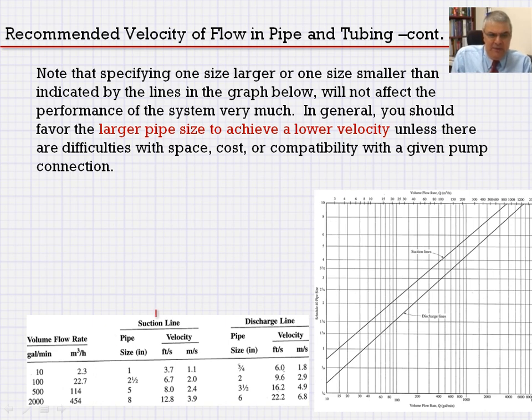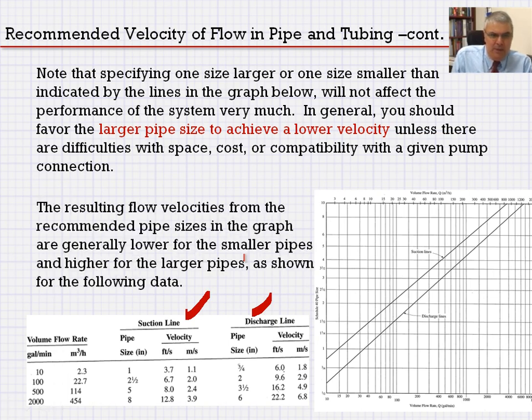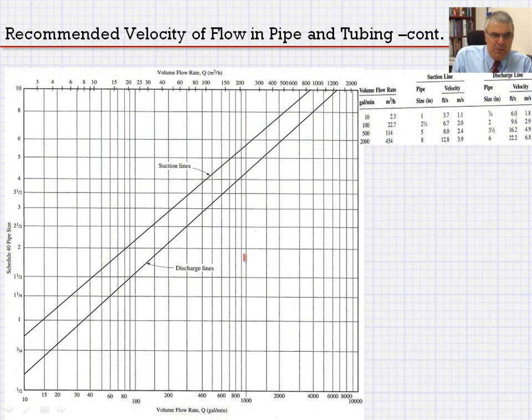There are tables that can be used here, for example, for a volume flow rate of 10 gallons per minute, the suction line for a specific pipe could be size 1, and for that the velocity is given as 3.7. This is for the suction line, and for the discharge, as you can see, these numbers would be different because we want to make sure that we don't lose the required pressure there.